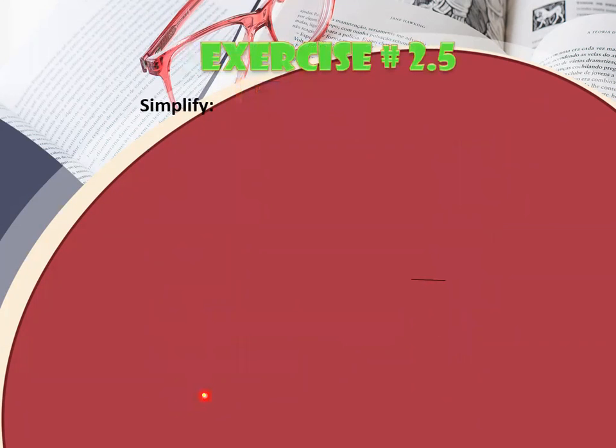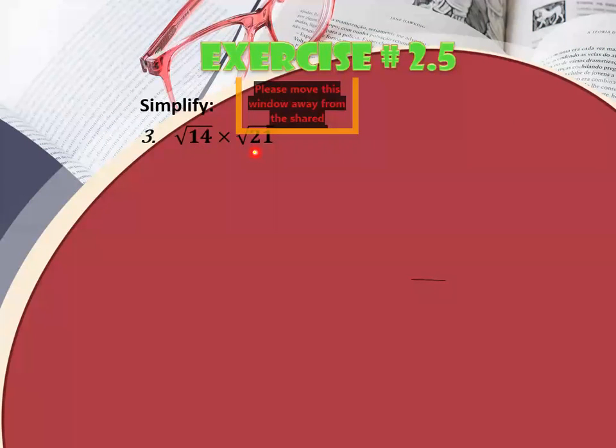Now move on to the next one. Again, exercise number 2.5, and the question here is: under root 14 multiplied by under root 21. If you have to multiply them, what you have to do is break them down into their factors. But there's no need to take the LCM here, because the factors of 14 will be 2 multiplied by 7, and the factors of 21 will be 3 multiplied by 7. So just simply break them down into their factors.